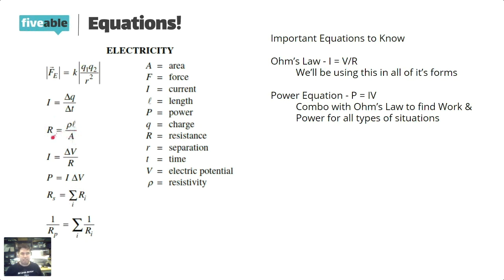And if we're looking at this, resistance is rho. Rho is resistivity. This is the Greek letter rho, by the way. It looks like a P. It's not a P. It's a rho symbol. That is the resistivity. This equation, R equals rho L over A, lets us describe resistance in terms of materials.